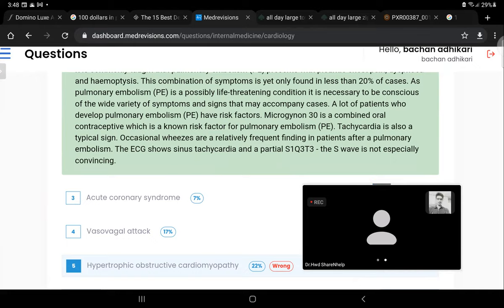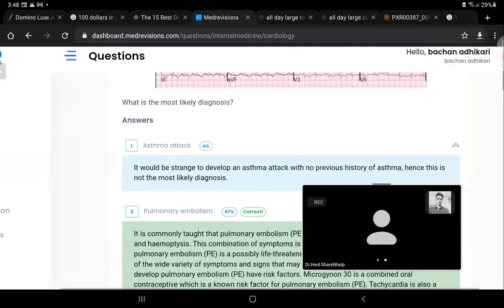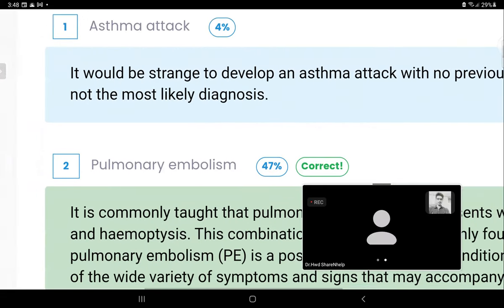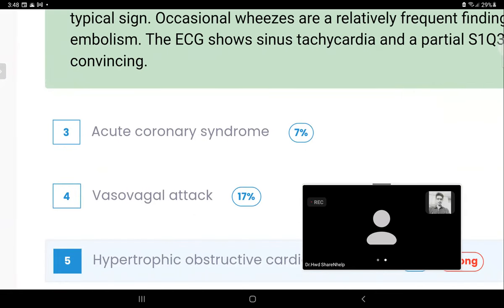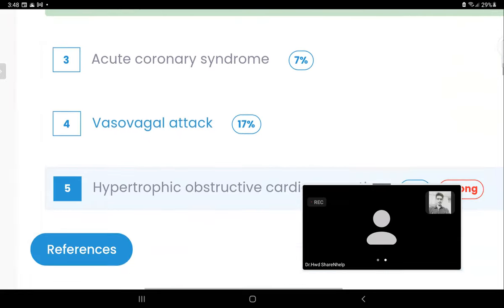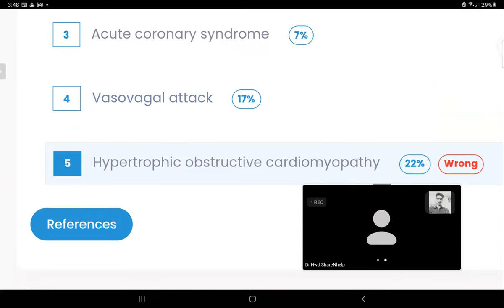But understand that if it was asthma, she would not be dropping herself. She would not be collapsing, right? If it was ACS, she would definitely have some symptoms of chest pain radiating somewhere, old history, maybe having diabetes mellitus, maybe hypertension. Vasovagal attacks, just dropping, no precursor, no previous activity. Hypertrophic cardiomyopathy, as Dr. Behram had said, no family history, and as we saw earlier, no respiratory problems. So this is pulmonary embolism in a younger person because she is taking OCPs.